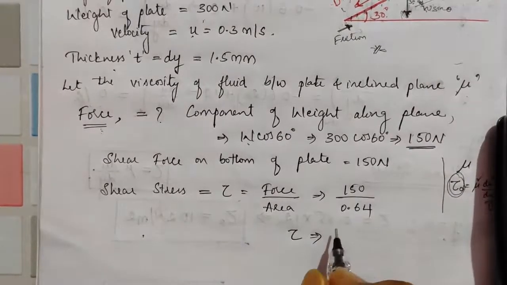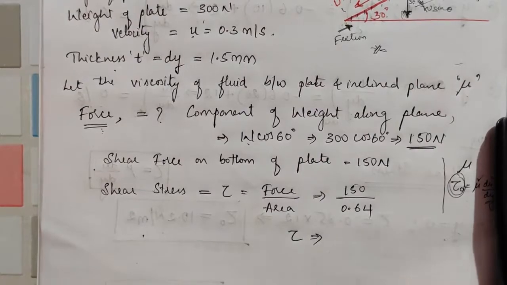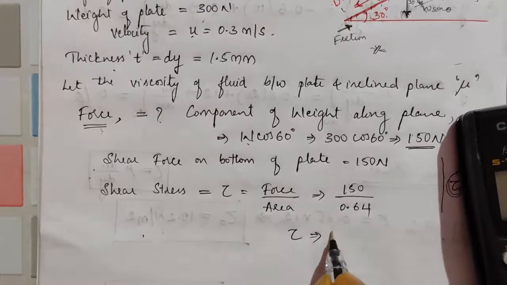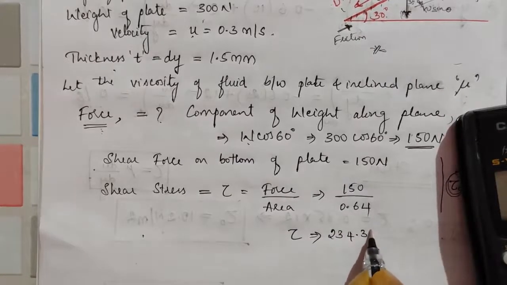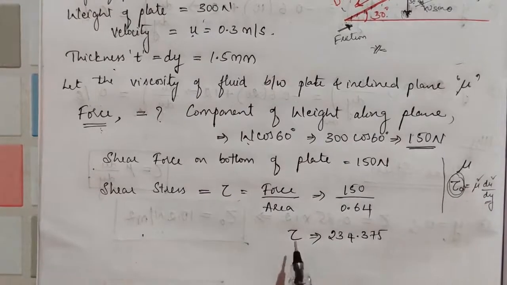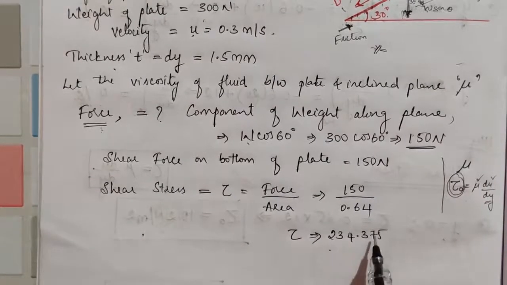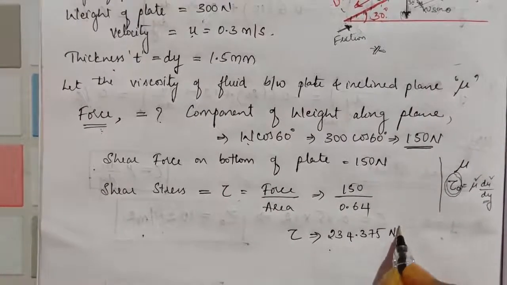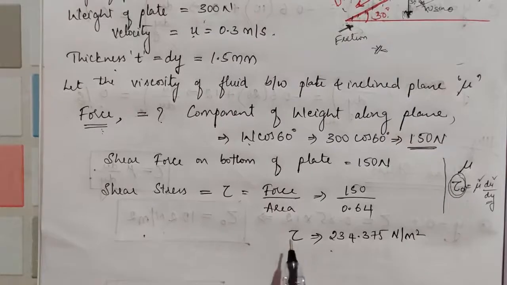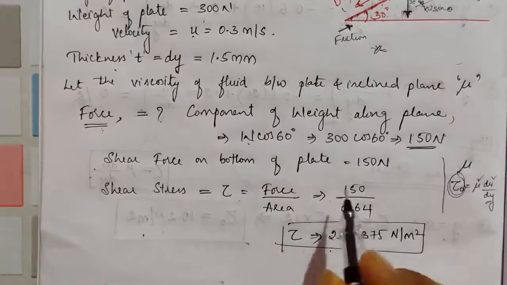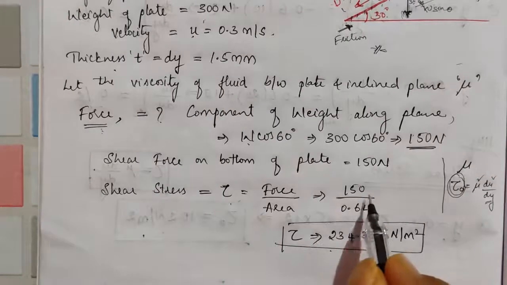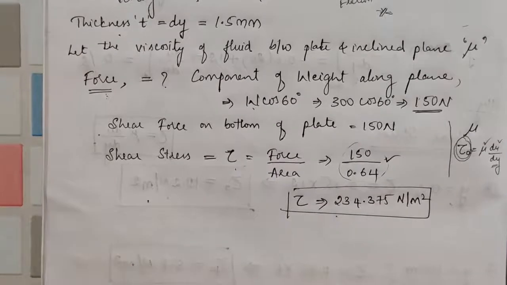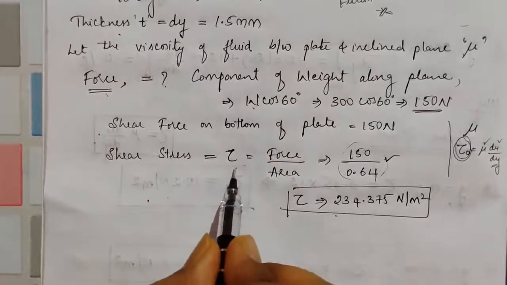So your shear stress you can directly take either 234.375 or you can keep it like this only, because it is not the ultimate value, right? Newton per meter square. Either you keep this or whenever you need to substitute for tau, you can directly substitute this 150 by 0.64. Okay. Now I got the value of shear stress.